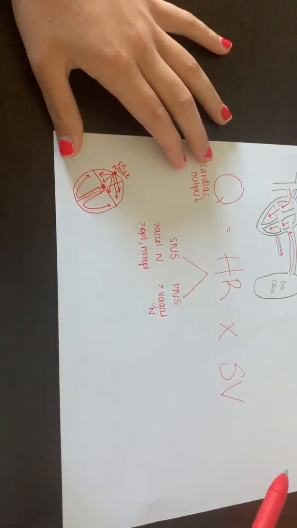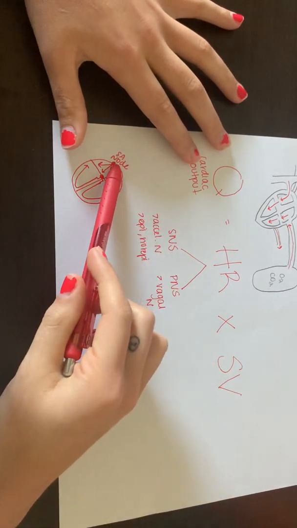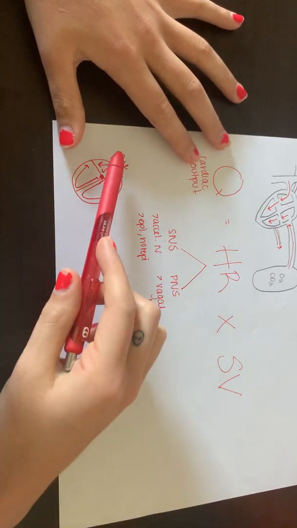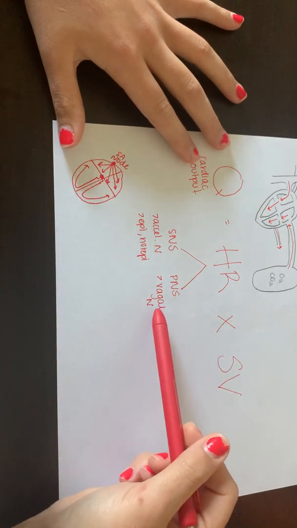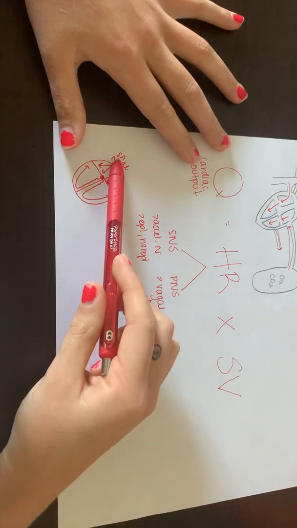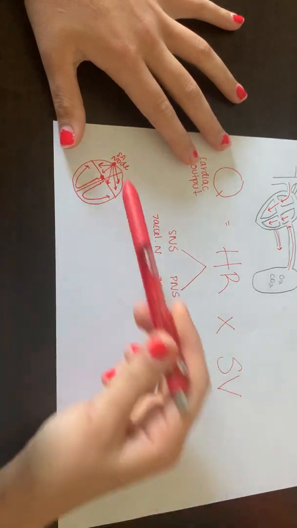So, to affect the heart rate, the accelerator nerve can attach to the SA node, speed up the depolarization, which is going to speed up the heart rate, speed up the contraction. The vagal nerve slows down the SA node to slow down the contractions, slow down the heart rate, slow down the depolarization.